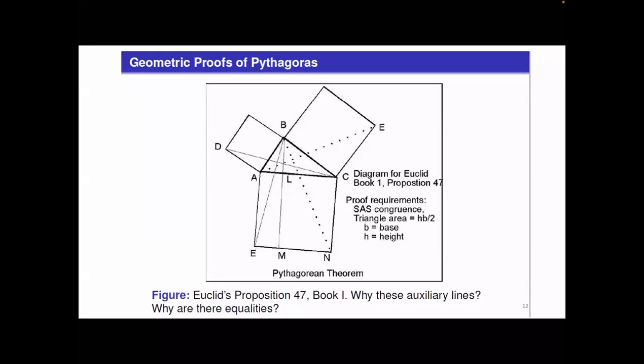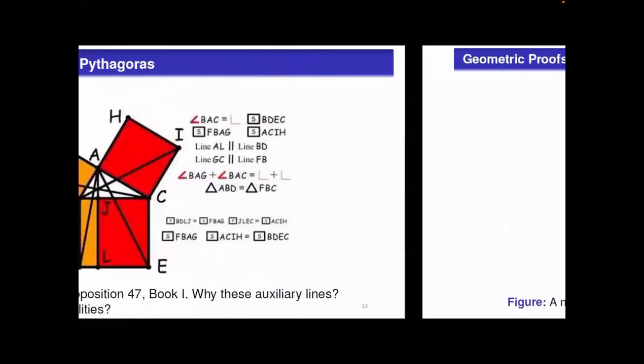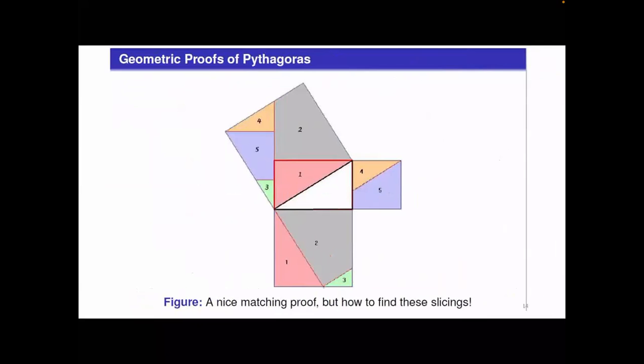I still find this hard to follow. Here is basically the same proof, but now in color. I still find it difficult. Now, if you found these proofs bad, to me, this one is a monster. There must be some rhyme and reason behind why people chose to cut things up this way.